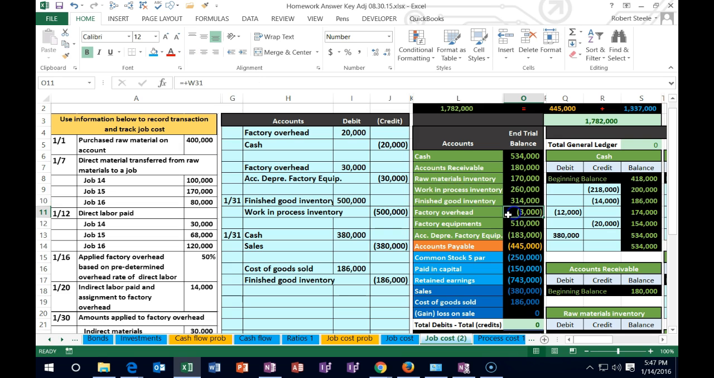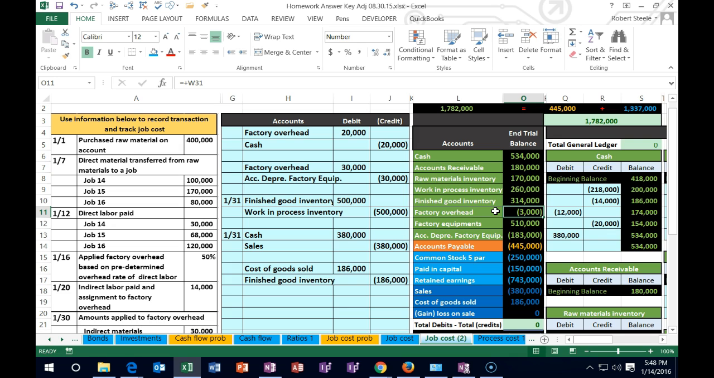The work in process is where we put a bunch of stuff, all the stuff we couldn't apply to the job, and then we applied it to the jobs using a predetermined rate. Now that predetermined rate is just an estimate. We had to come up with an estimate. An estimate is never going to be perfect. And therefore, in this case, we applied out more to the jobs based on the predetermined rate than we actually expensed or included or debited or increased factory overhead by. So we over-applied the factory overhead.